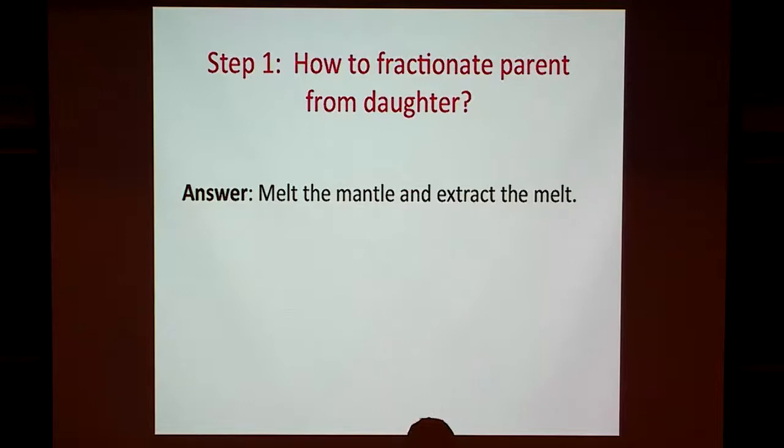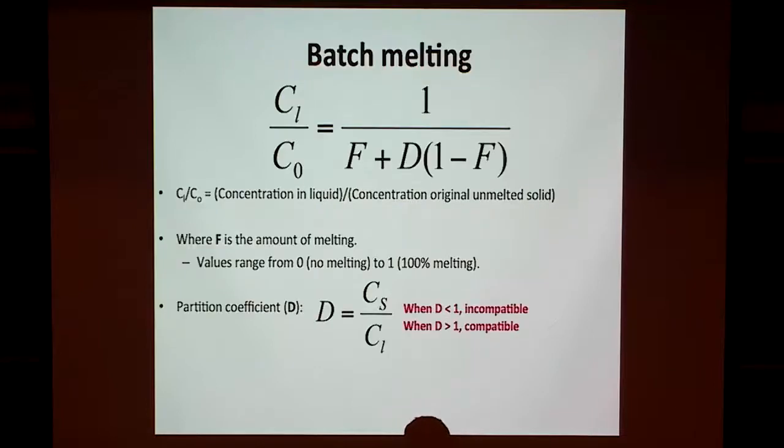So, two-step process. Step one, we're going to fractionate the parent and the daughter element, rubidium and strontium, and then samarium and neodymium. We do this by melting the mantle and extracting the melt. Okay, so we're going to use the absolute simplest melt model. It's just batch melting. So let me describe each of these variables really quickly.